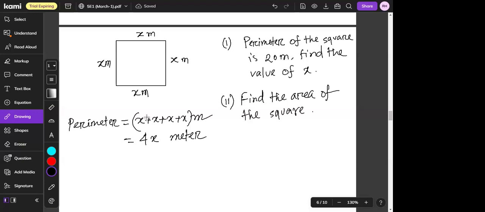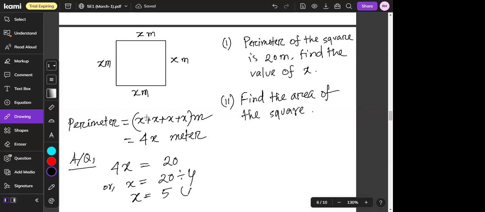Now another information is given that perimeter is 20 meter. That means this 4x, according to the question, is equal to 20 meter. This is given in the question. So what will be the value of x from here? We can easily find out. 4 is multiplied here, so 4 will be divided on that side, and x equal to, we get 5. So the answer is 5, x equal to 5.